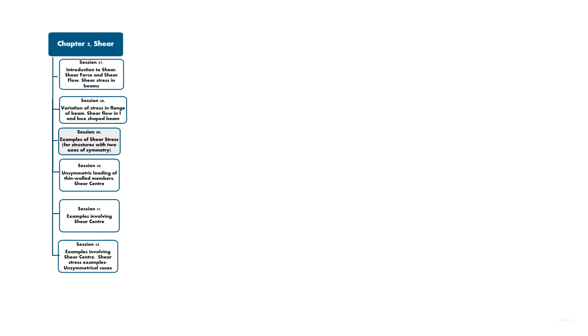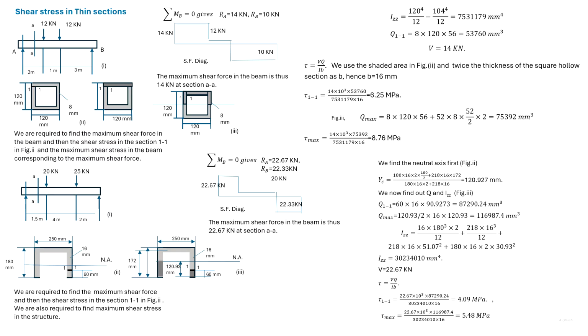Till now we have looked at the theory of structures with 2 axes of symmetry. In this third session, we look at examples of shear stress for structures with 2 axes of symmetry. After this, we'll discuss unsymmetrical loading. We look at stresses in thin sections.